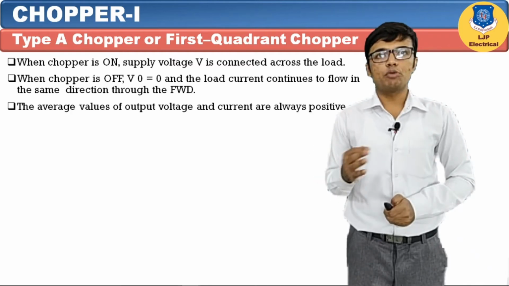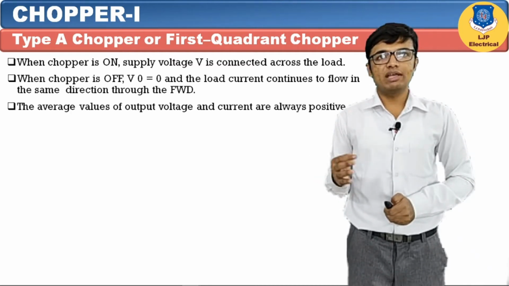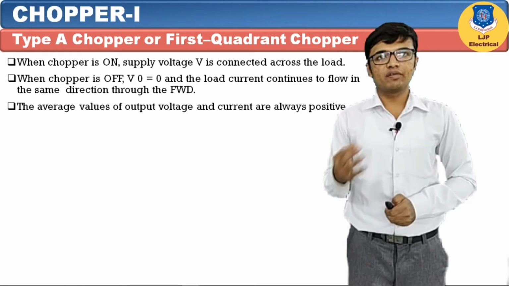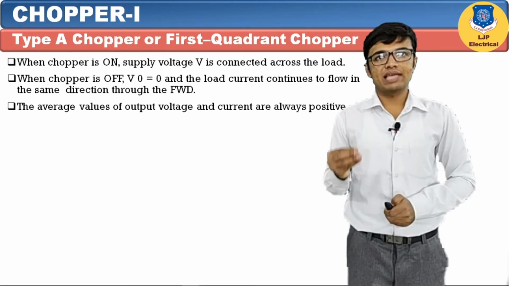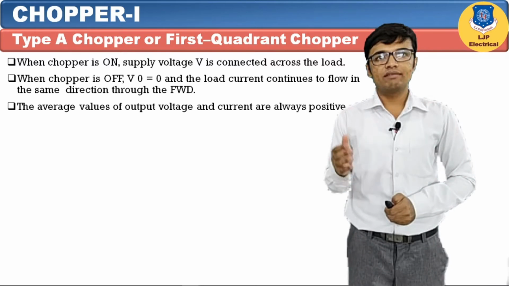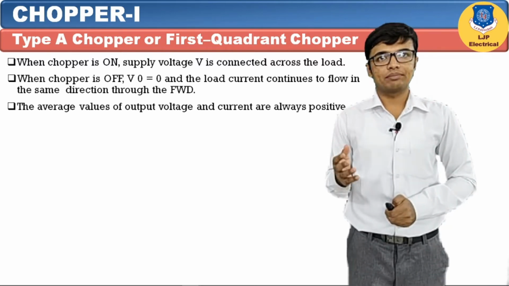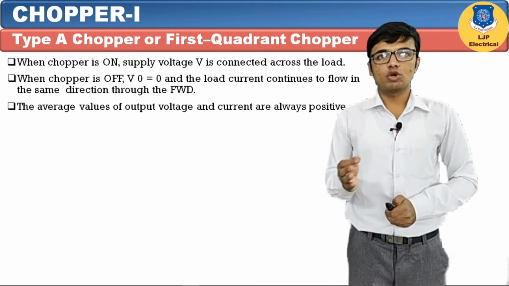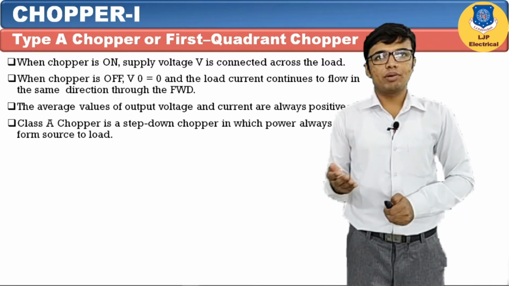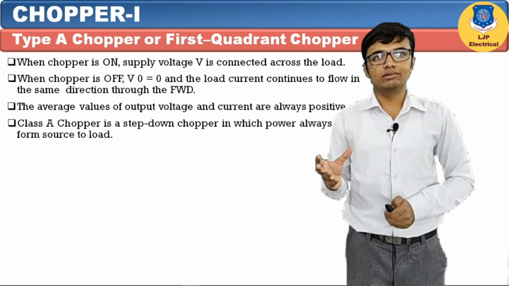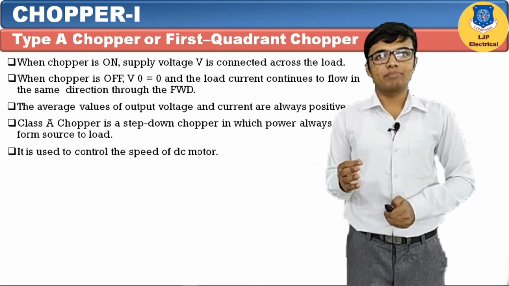The average value of the output voltage and the current is always positive because the current flows from input to output. At the same time, the sign of the output voltage will remain the same, positive, during both operations, when the chopper is on or off. Class A chopper is a step down chopper in which power will always flow from the source to load. Generally, it is used to control the speed of a DC motor.